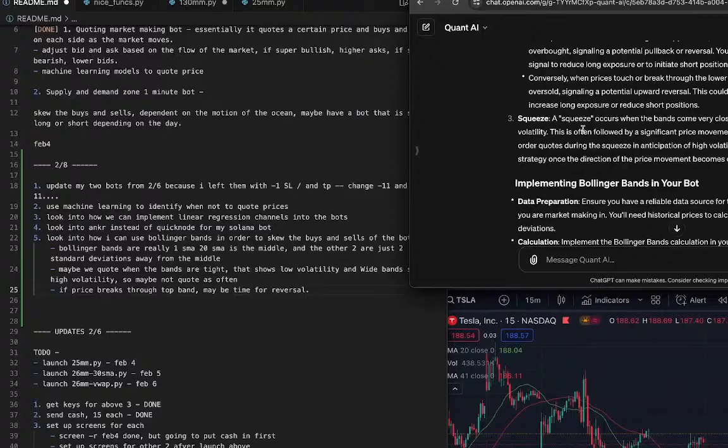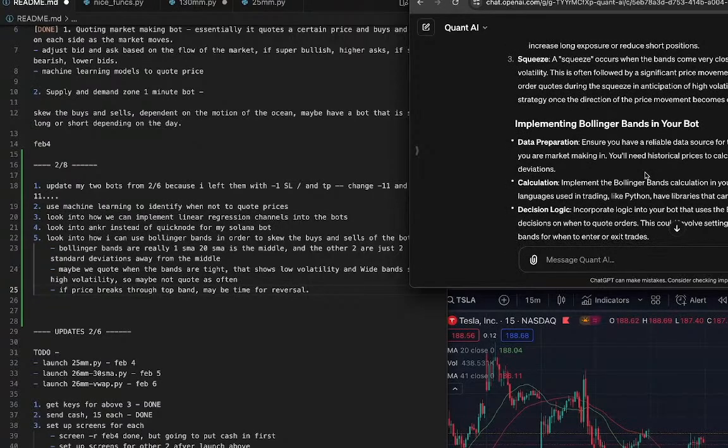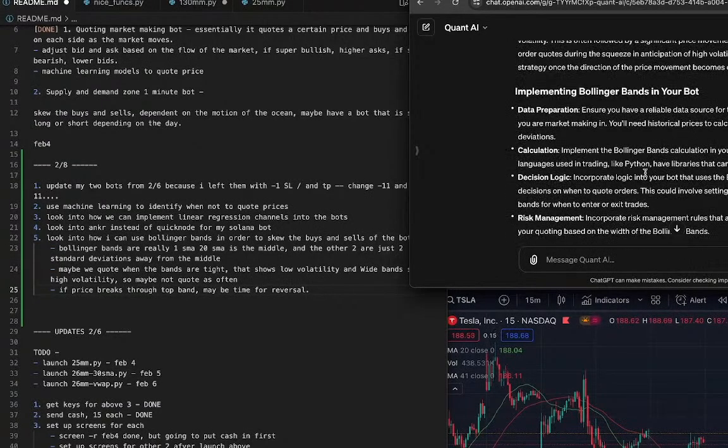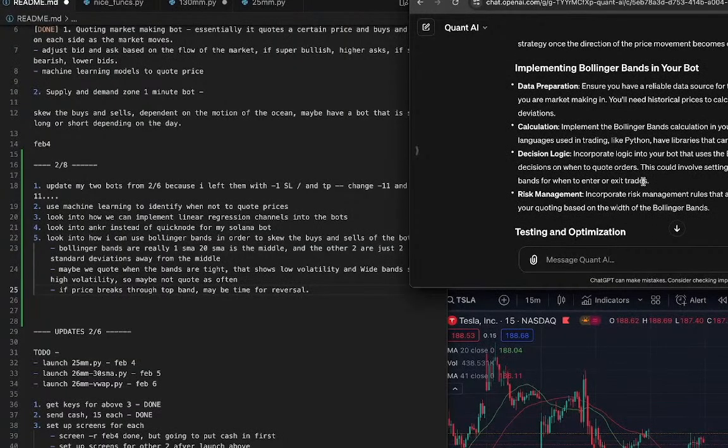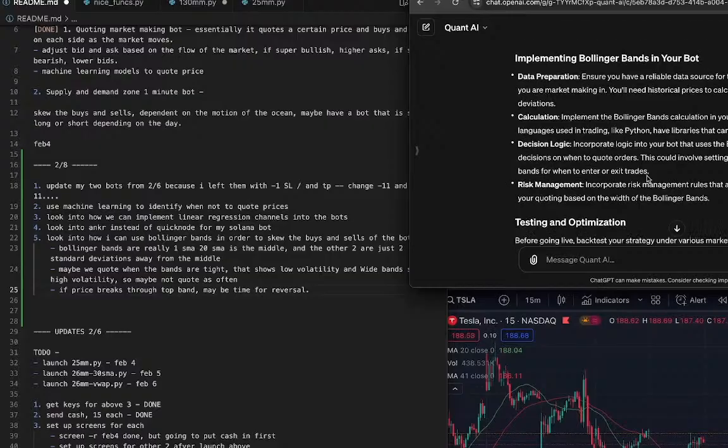A squeeze occurs when the bands come close to getting low often, followed by a significant price movement. Your box is quote ordering the squeeze, and then its strategy once the direction of the price movement becomes interesting. Implement Bollinger Bands into your buy.